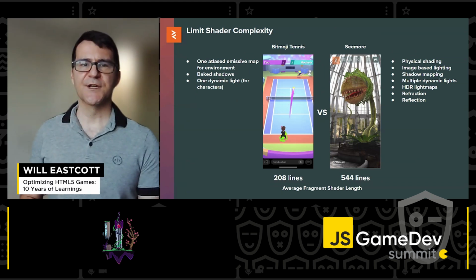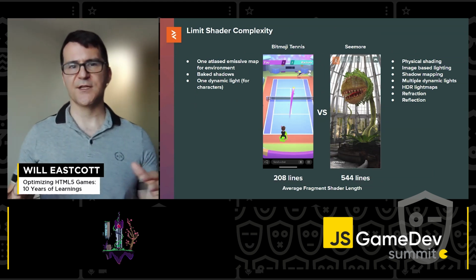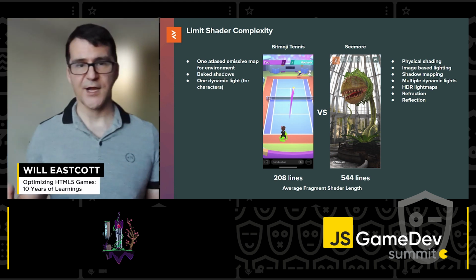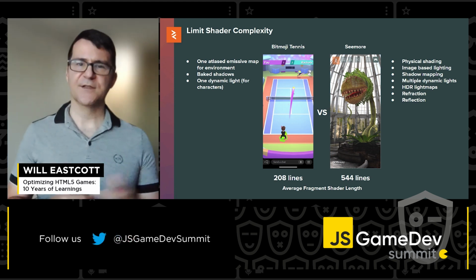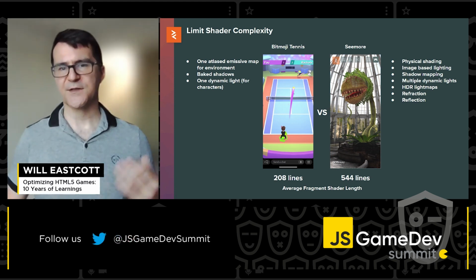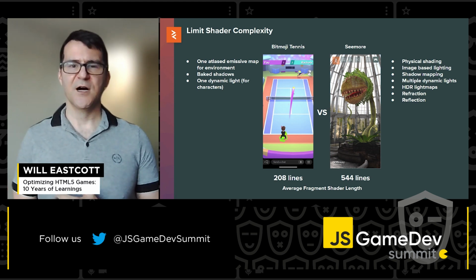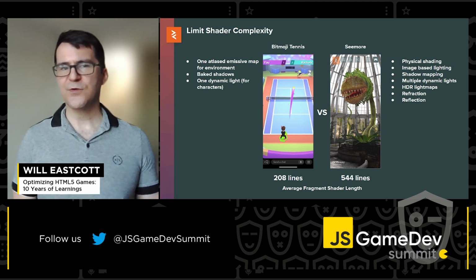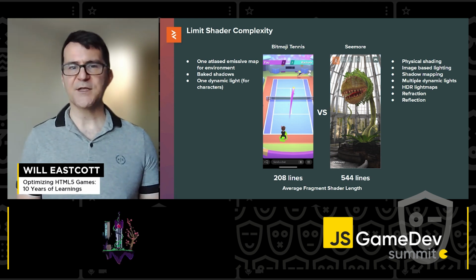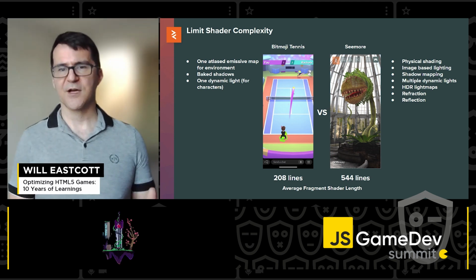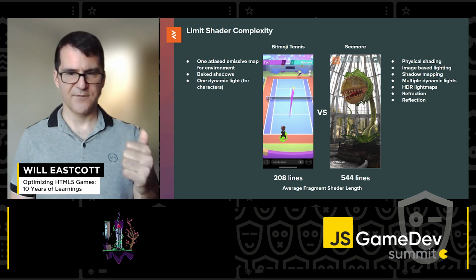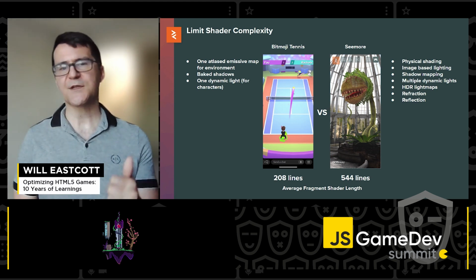Something else you should consider is limiting the graphical complexity of your game. So on the left, there's a game called Bitmoji Tennis, which is very simplistic. It uses a single emissive map for the environment. There are no dynamic shadows. Everything is baked. There's a single directional light for shadows, well, for lighting the characters.